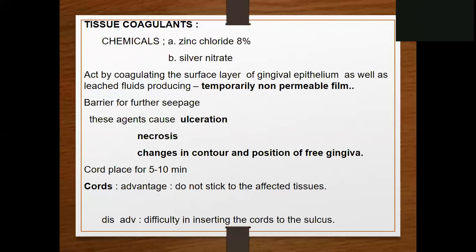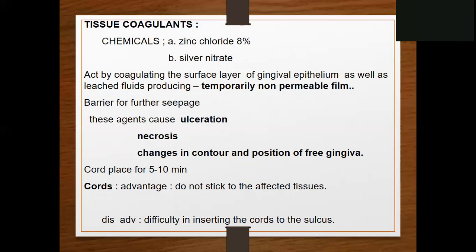The third one is the tissue coagulants. The chemicals that we use are zinc chloride 8% and silver nitrate. Their action is by coagulating the surface layer of the gingival epithelium as well as the tissue fluids, producing a temporary non-permeable film. They act as a barrier, but the disadvantage is that they cause ulceration, necrosis, and also change in the contour of the free gingiva.